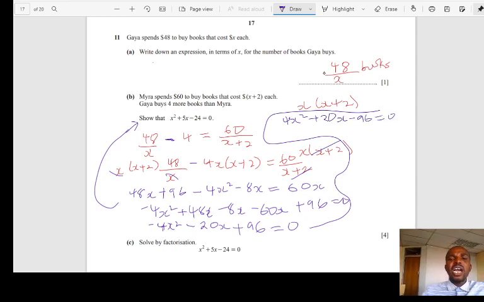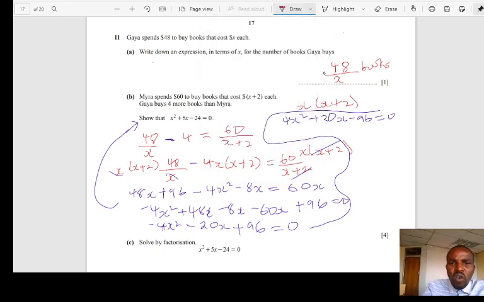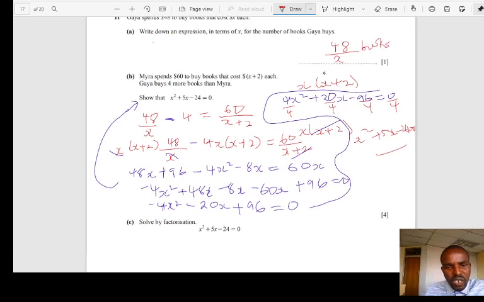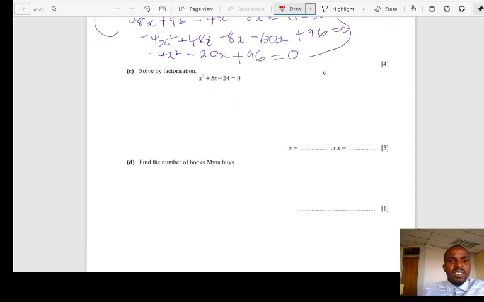Then there's a common factor 4, which means we divide everything by 4. If you divide, you get x squared plus 5x minus 24 is equal to 0. So you get the answer that is required. Right, then solve by factorization this value.